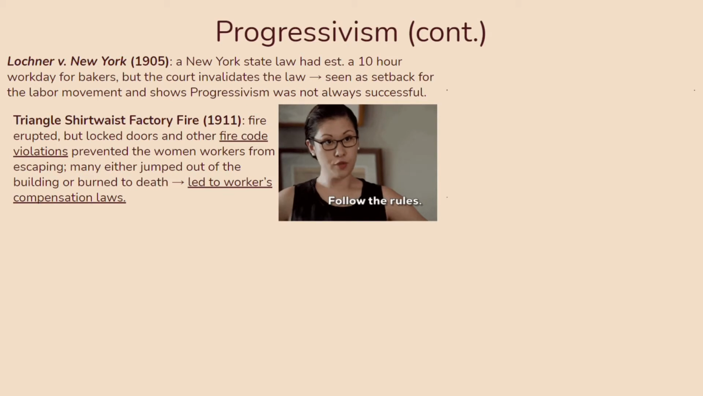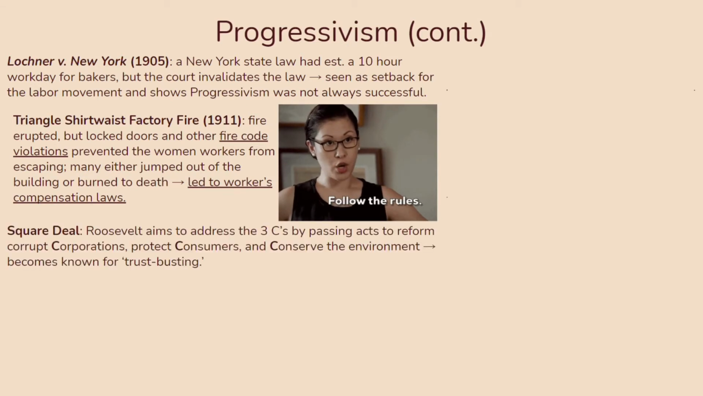And during this time, Roosevelt will become very well known for the Square Deal, and this was essentially his attempt to address the 3 Cs, as he called them, by passing acts to reform corrupt corporations, protecting consumers, and conserving the environment. These were all very progressive ideals and goals, and he becomes very well known for trust busting, as we'll see with sort of all of his acts and reform.